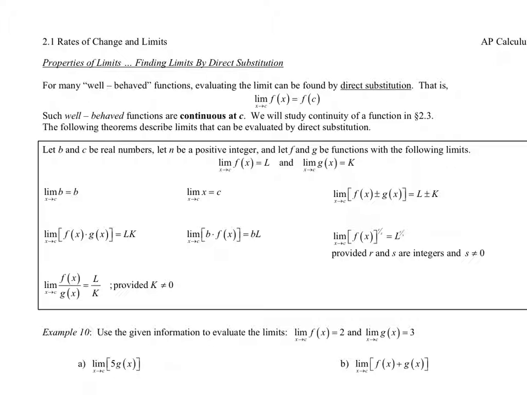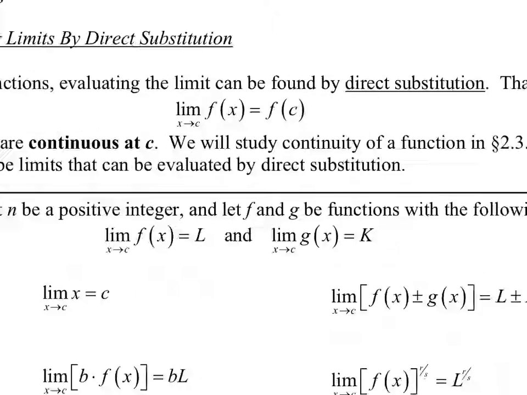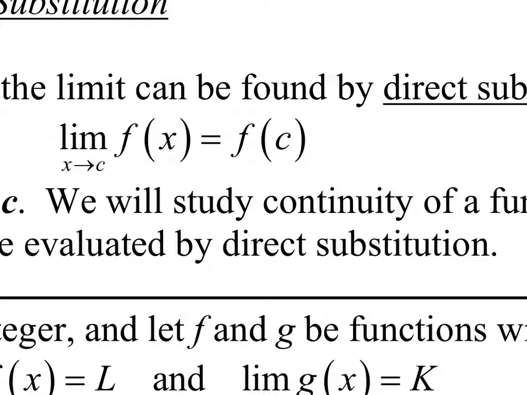Properties of limits. Finding limits by direct substitution. For many well-behaved functions, evaluating the limit can be found by direct substitution. What I mean by that is that if you have the limit as x goes to some value, direct substitution says you take that value and just plug it into the function. That's all direct substitution is: you plug that value into the function.